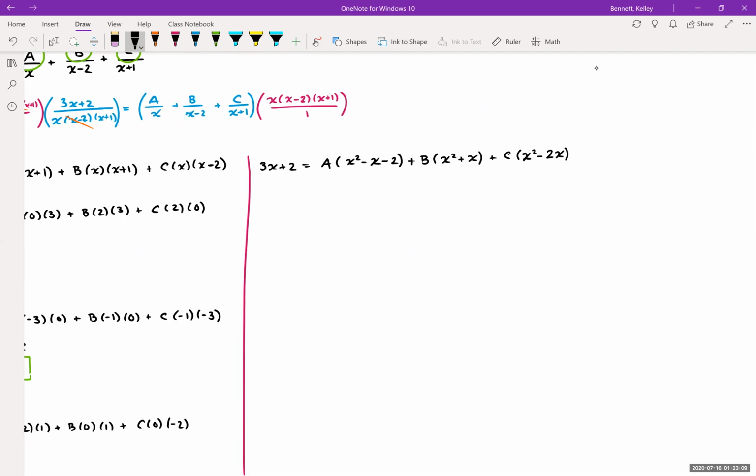minus 2x. So if I combine like terms, first of all, I'm going to write 0x squared here, which normally we wouldn't do. I think it's helpful in this instance. So for my x squared, my coefficients are a plus b plus c. That's for x squared, right? Because I get 1 from each. And then for my linear terms, I have negative a plus b minus 2c.